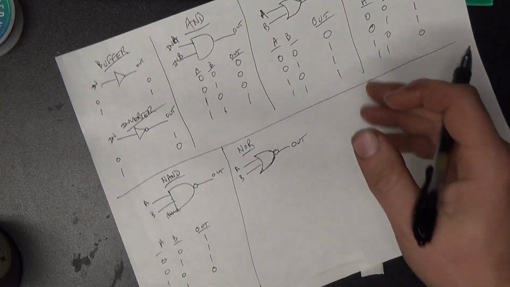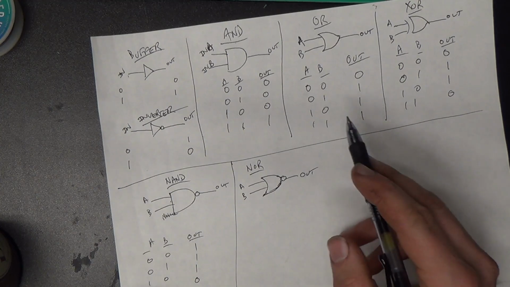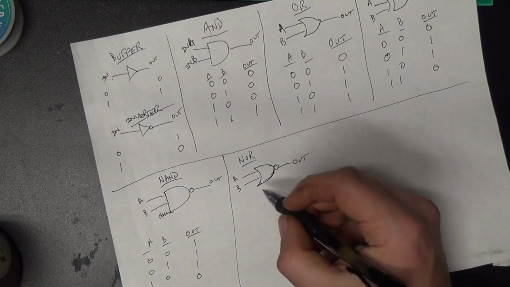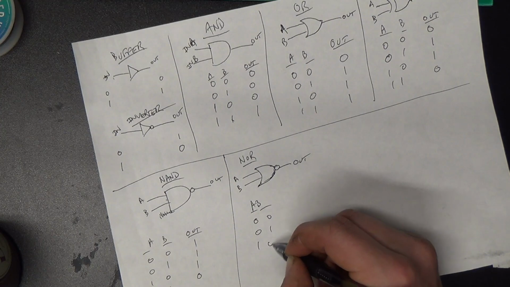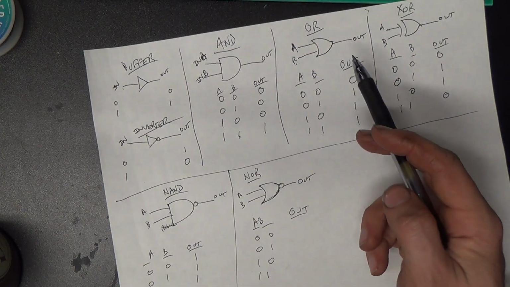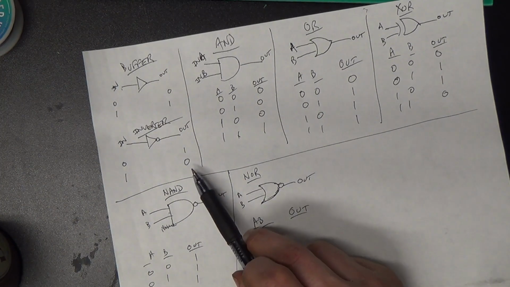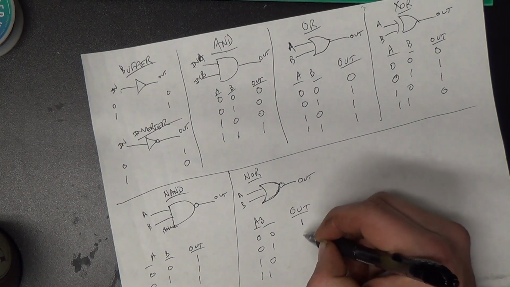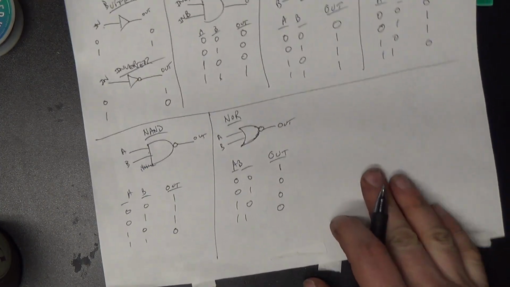Alright, what do you think that's going to be based on the truth table from our previous one? Yes, that's right. A and B, and our output are going to be completely opposite of the OR gate, because the output of the OR gate's gone through this nut and getting inverted. So that's going to be 1, 0, 0, 0.